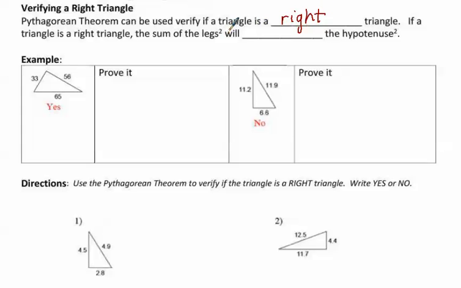If a triangle is a right triangle, the sum of the legs squared will equal the hypotenuse squared. For example, the Pythagorean theorem states a squared plus b squared equals c squared.